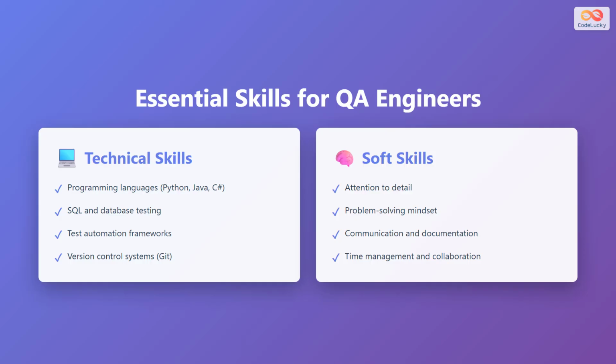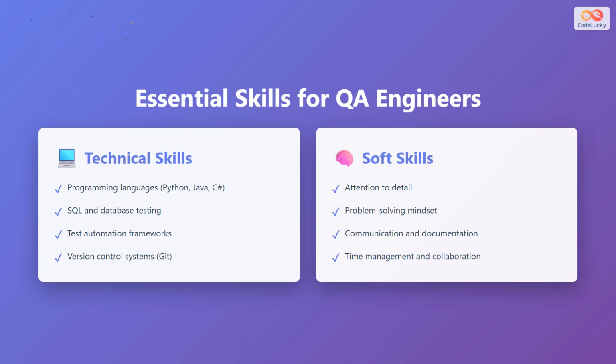Successful QA engineers need both technical and soft skills. On the technical side, they should know programming languages like Python, Java, or C#. Understanding SQL and database testing is important for backend testing. Familiarity with test automation frameworks and version control systems like Git is essential.